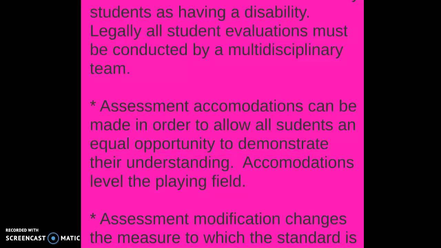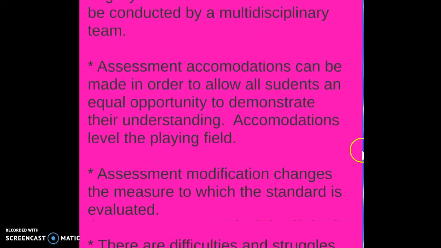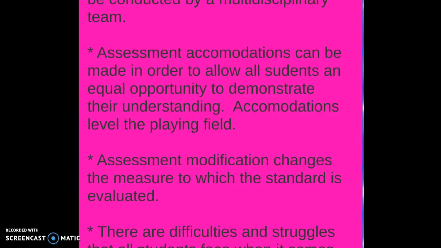So a good example of an accommodation is a student being able to wear glasses so they can read the instructions. It's a very simple accommodation, it's a very common accommodation, but it's also a perfect example. Assessment modification changes the measure to which the standard is evaluated. So it's that change in measure that makes it a modification. We are no longer grading the assessment the same as the general population of the classroom.